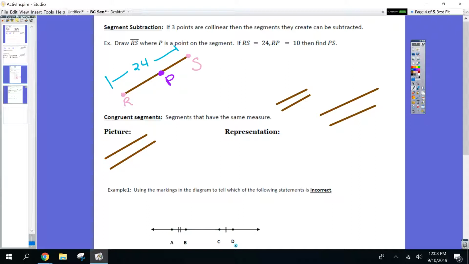RS is 24, RP is 10. What's the length of PS? 14. Really racking your brain, honors kids.